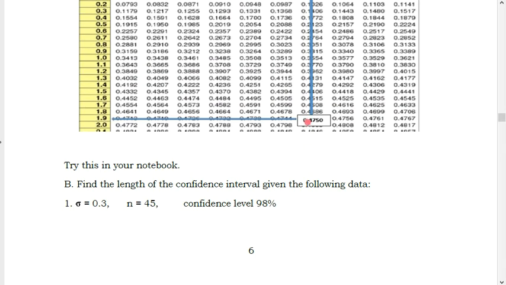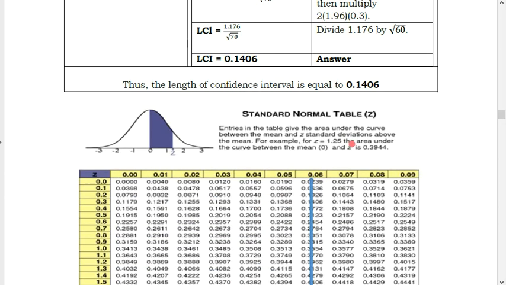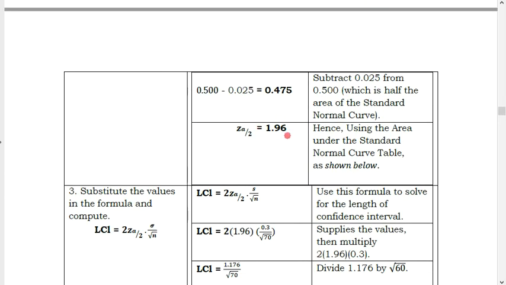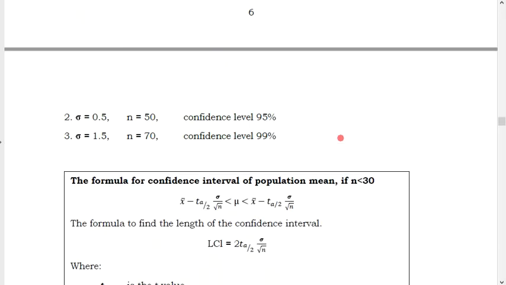0.4750. Okay? So, kuhanin natin yung z-score niya. Dito, 1.9 plus yung 0.06, we have 1.96. Kaya ito ay 1.96. So, yun yung kanyang z-score.